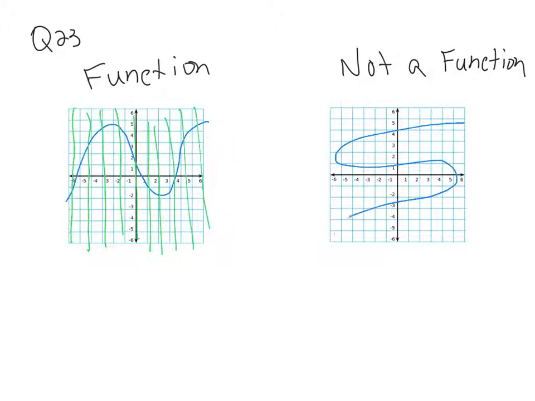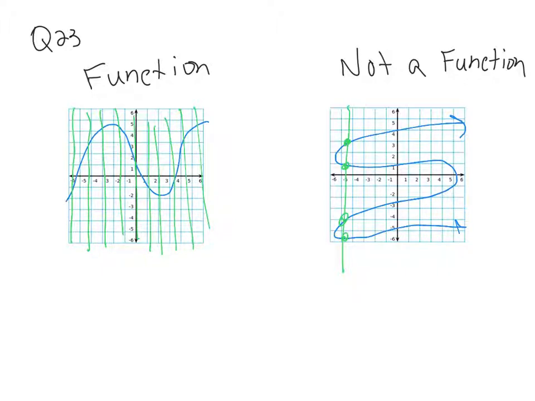this is an example of not a function. If I were to draw vertical lines, it would hit in multiple places. 1, 2, 3, 4. So this is not a function. So if on the test you're asked to draw a function or not a function, make sure that a function can pass the vertical line test. Then not a function needs to fail that vertical line test.